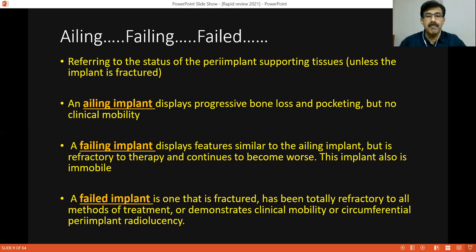But what is a failed implant? A failed implant is an implant that is either fractured, or whenever you see a circumscribed radiolucency all around the implant, it is failed. If there is mobility around the implant, it is failed. It is not amenable to any sort of treatment that you give. It does not respond, so you can consider that a failed implant. So these are three different terms that you should understand.